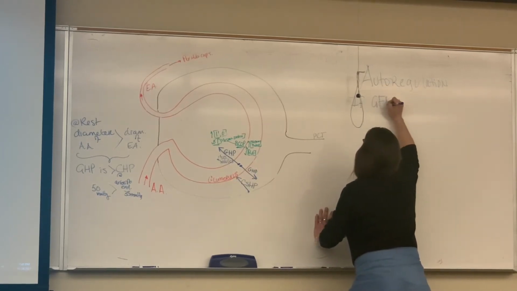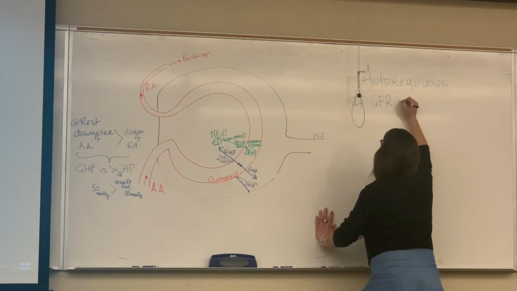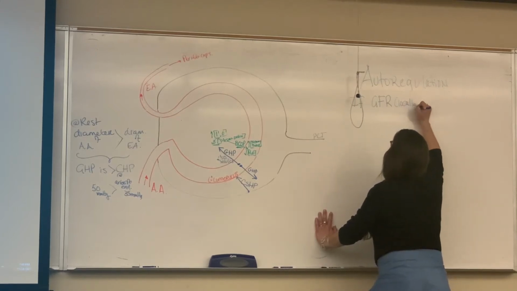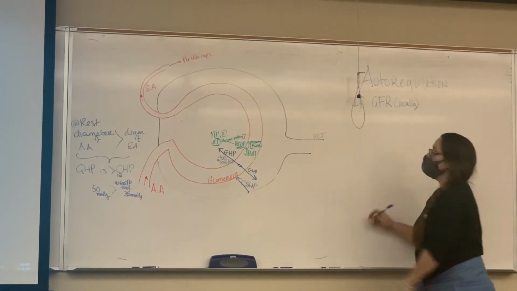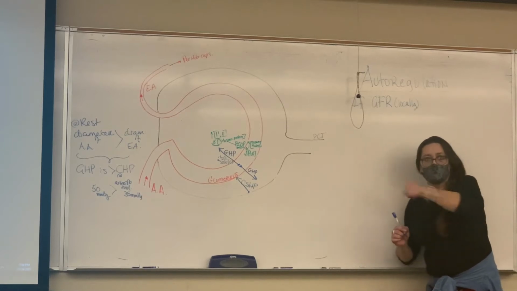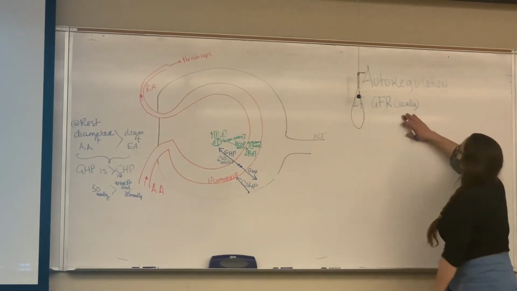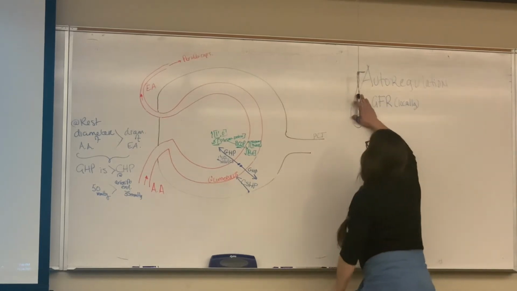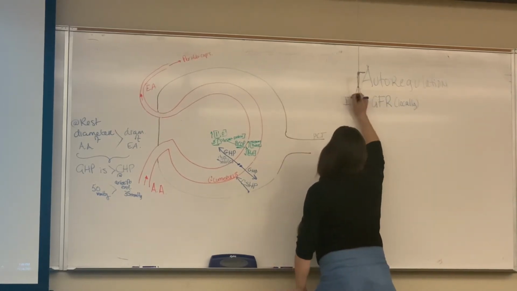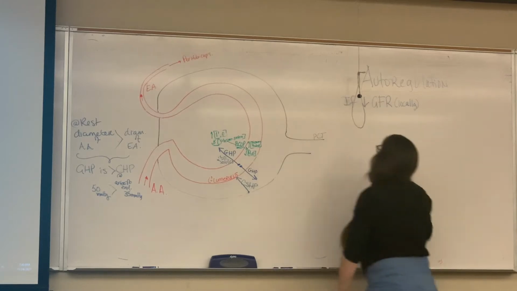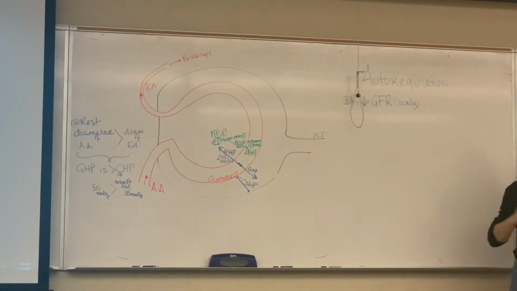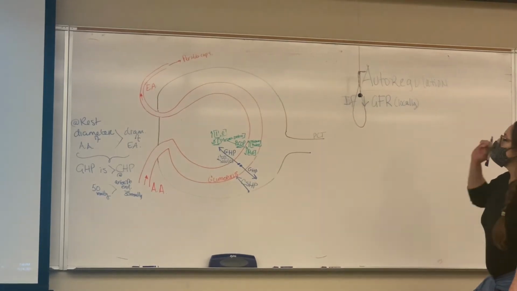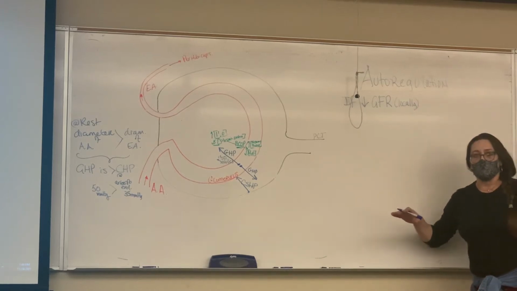Okay, so at this glomerulus, let's say if here, glomerular filtration rate, and I'm going to put here locally, so that we keep in mind we're looking at one particular area. The glomerular filtration rate at one particular glomerulus, if it started to drop, what will we try to do to fix it? Kidneys are going to do autoregulation first.